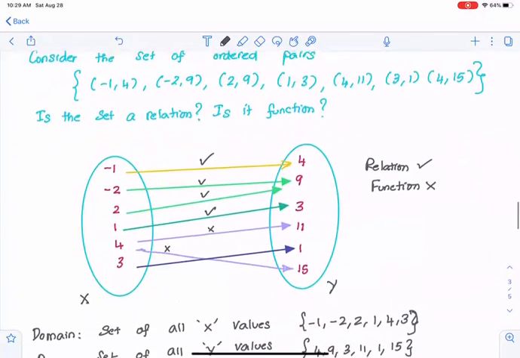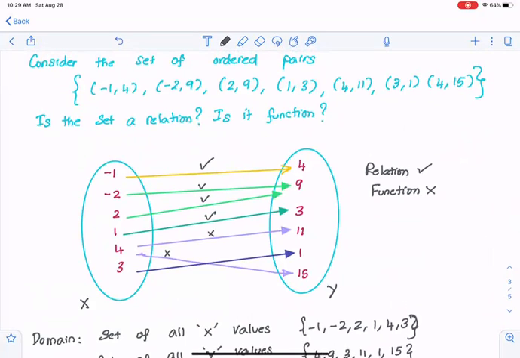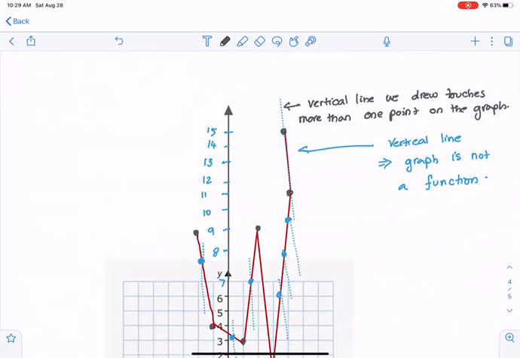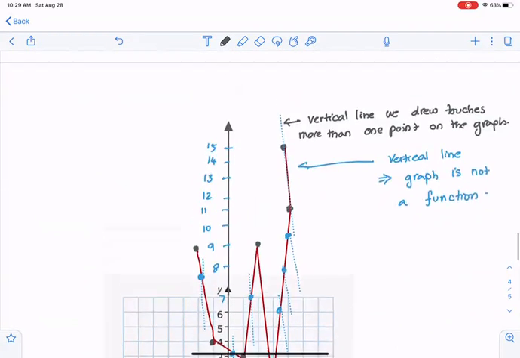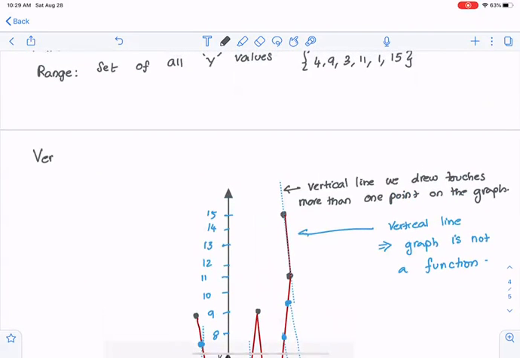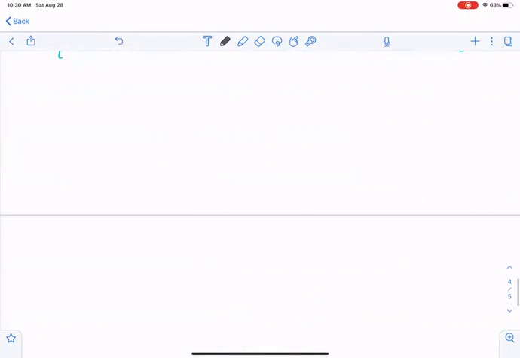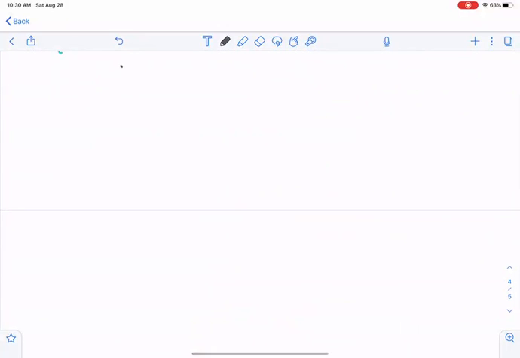So you can do this and determine if a given equation is a function or not, or you can graph and do this process of drawing vertical lines. And this is what we call the vertical line test. For functions, when we draw a vertical line in the domain of the function, the vertical line must touch the curve exactly at one point. So I'm going to show you a couple of examples.